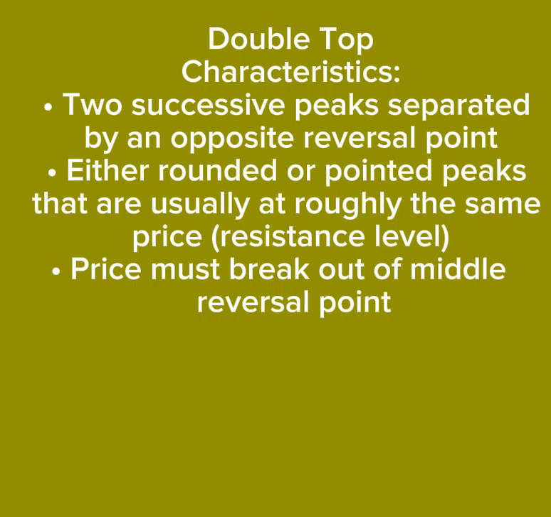Double top. Characteristics: two successive peaks separated by an opposite reversal point. Either rounded or pointed peaks that are usually at roughly the same price, the resistance level. Price must break out of the middle reversal point.